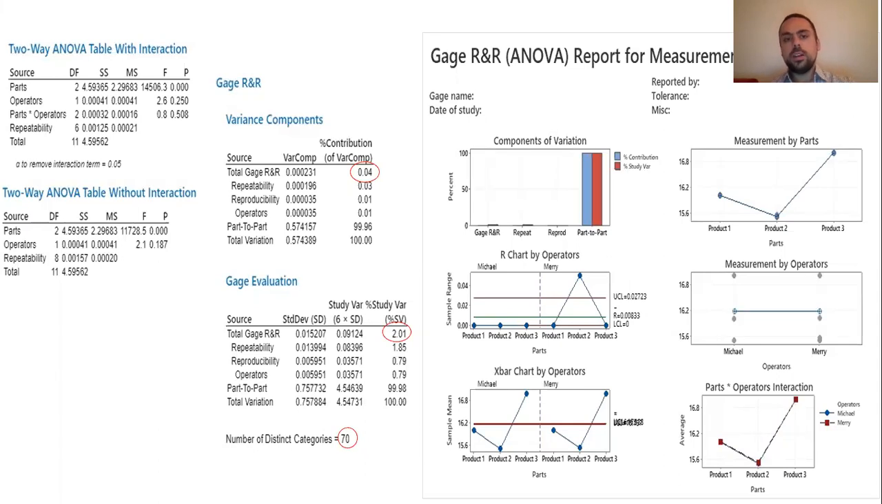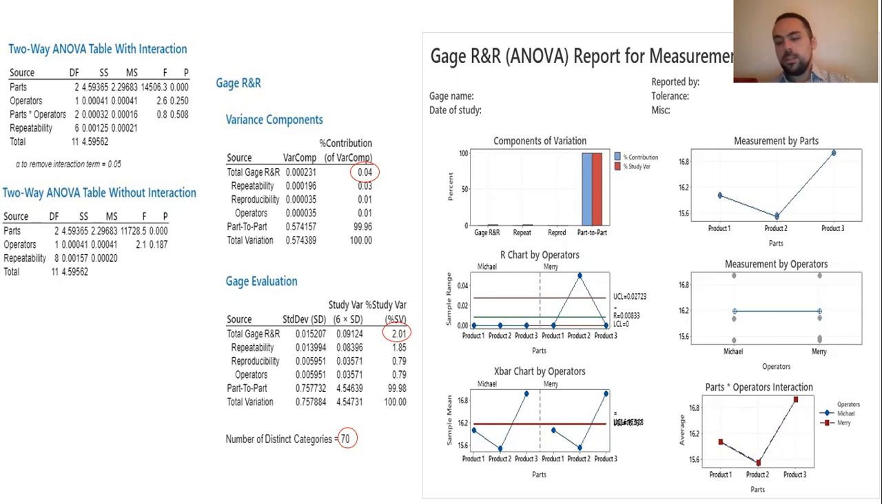So as we can see, in the contribution percentage, total Gage R&R is less than 1%. So it's excellent. It's so good because less than 10% for contribution is okay and acceptable. For the study variation, it's 10.01%, so it's accepted with caution because it's more than 10%.